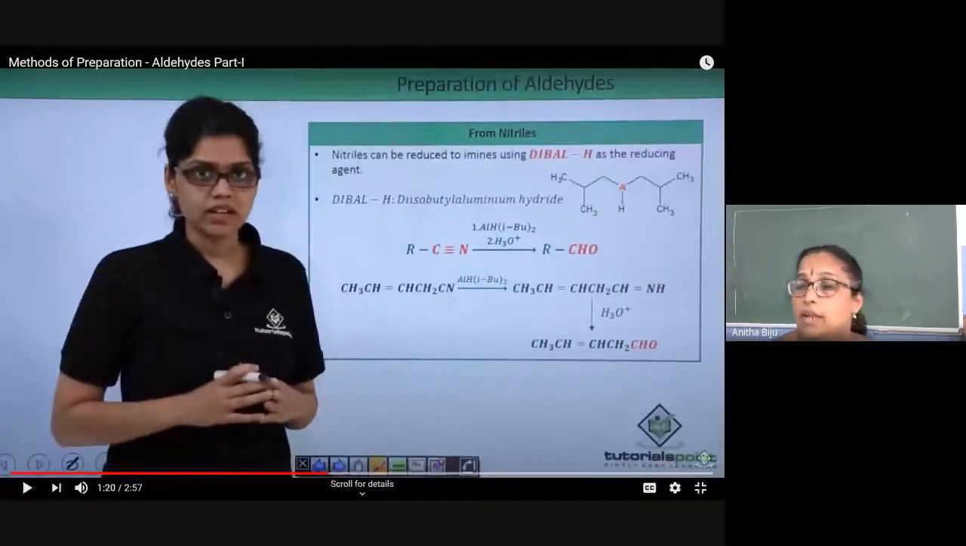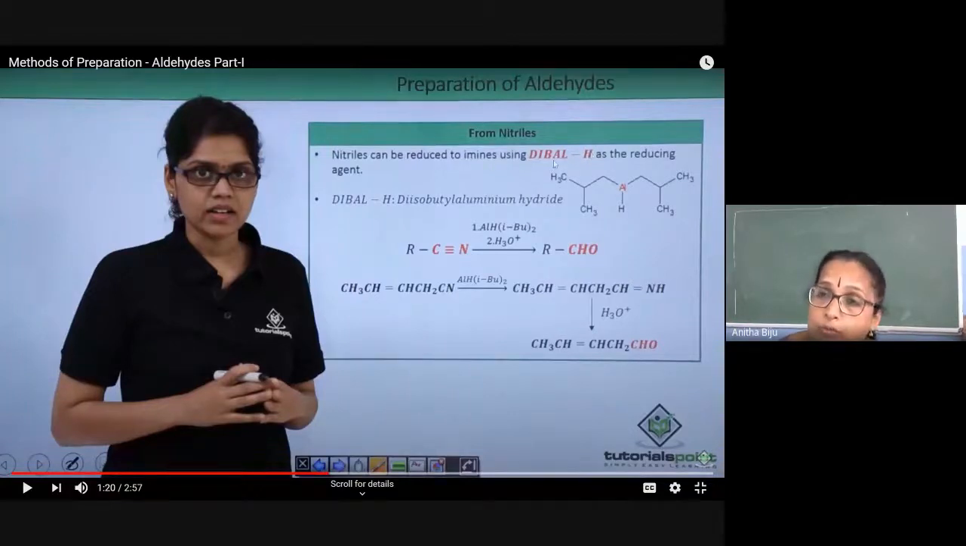This is another reaction where also the same reactant is there. The reactant is nitrile. But what is the significance? Here we are using a reducing agent, a very special reducing agent. You can look at the name. It is DIBAL-H. Reaction product is the same and the reactant is the same. Everything is the same. The intermediate imine is also the same. The only difference is that here we are using a single reagent and it is called DIBAL-H.